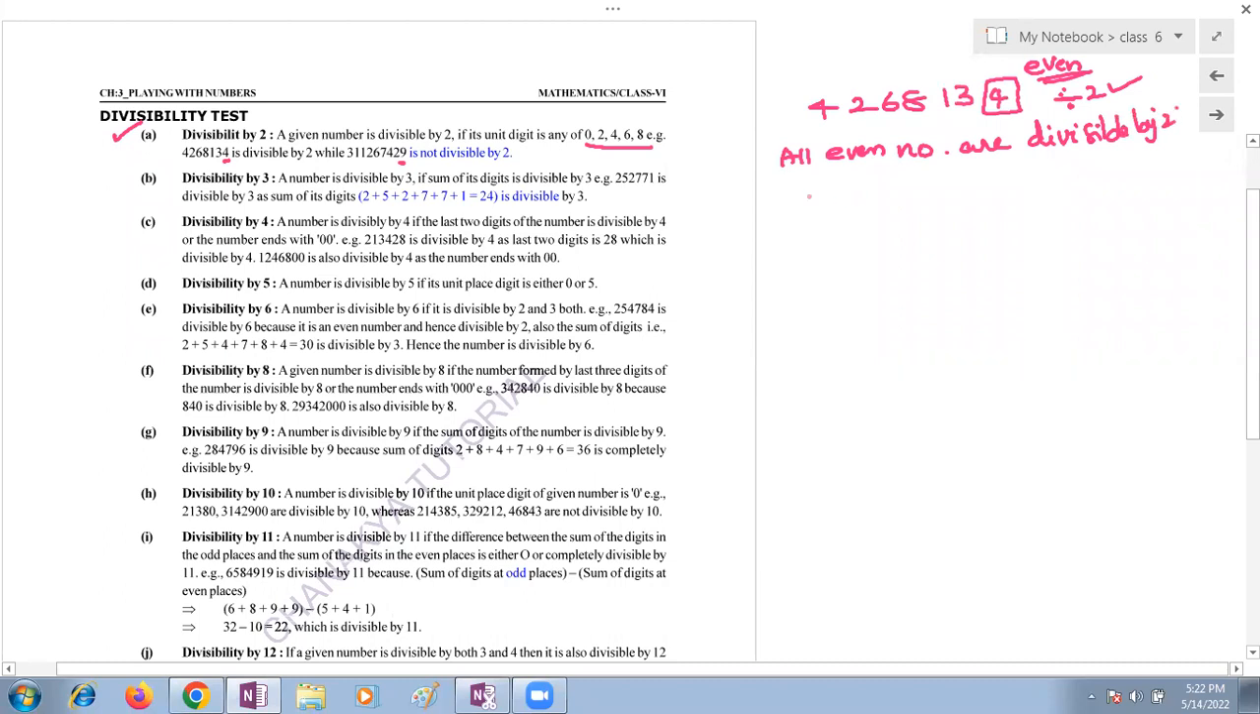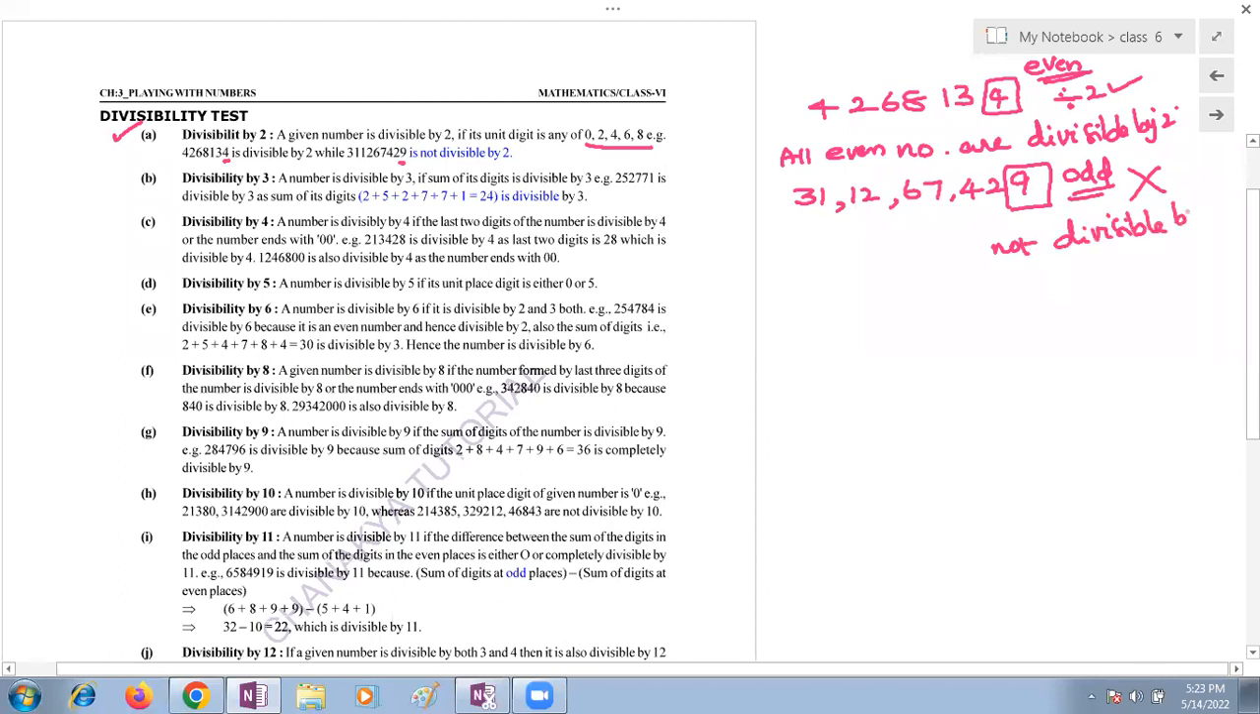Good. Next, suppose you see 31 crore 12 lakh 67,429. This is another number. You see the units place. Units place means last digit. What is the last digit, children? 9, ma'am. It's an odd number, which is not divisible by 2. Yes, odd number. So it is not divisible by 2.